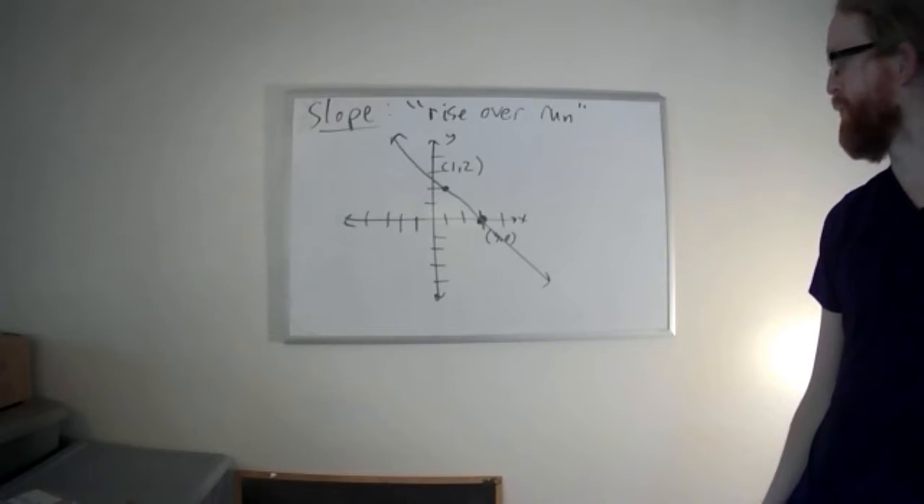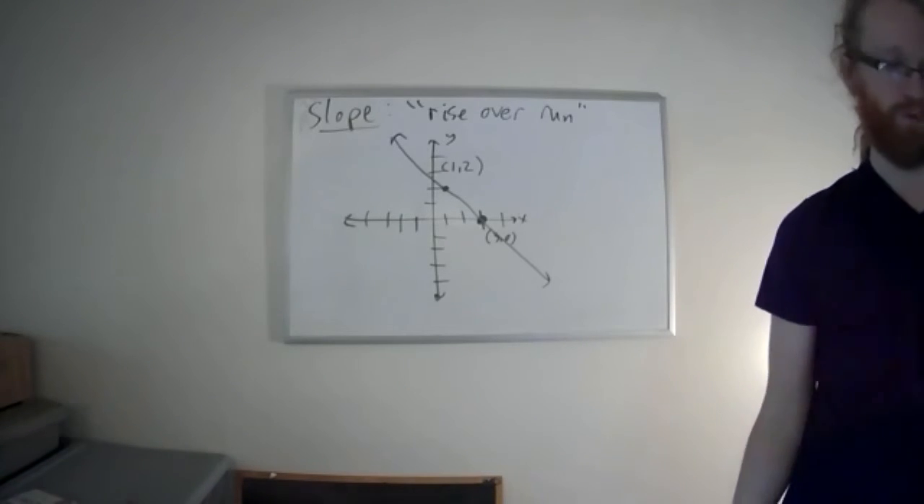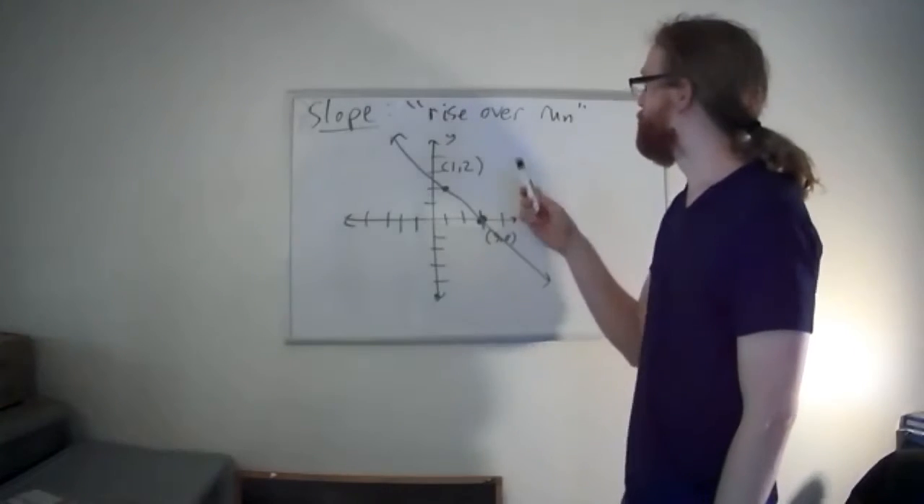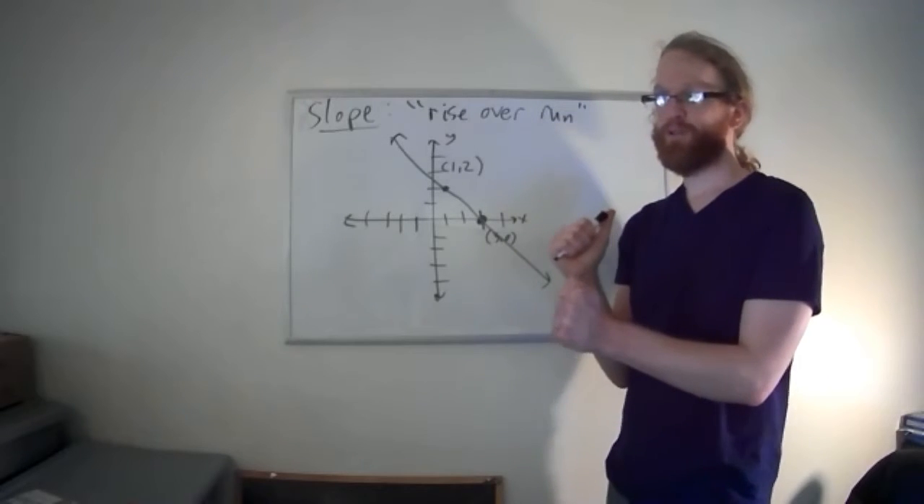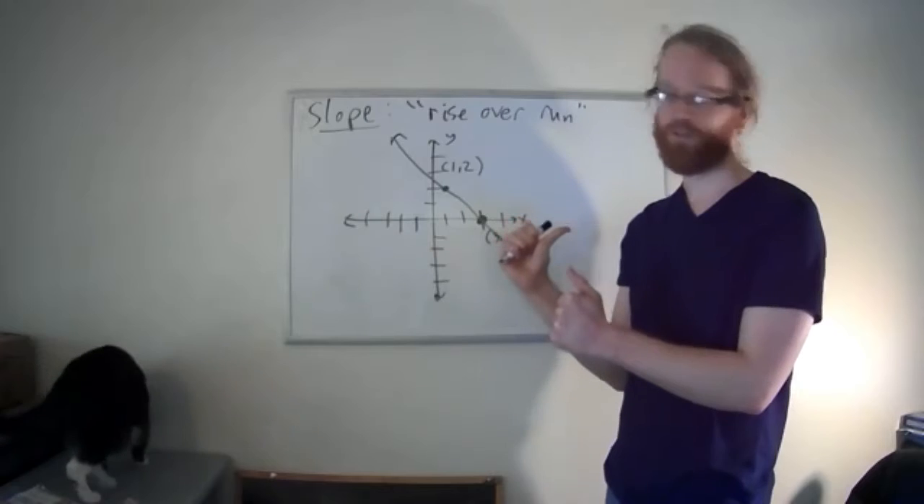Slope is somehow rise over run. You should kind of think of it as how is this line changing as I move from left to right. So what does that mean? Well, run is what I mean by moving to the right. So by convention, let's just agree to always move to the right when we're measuring slope.